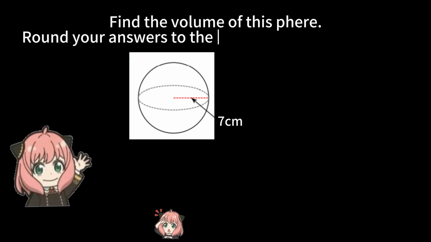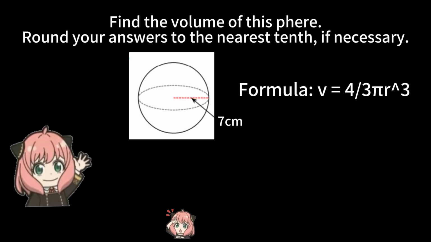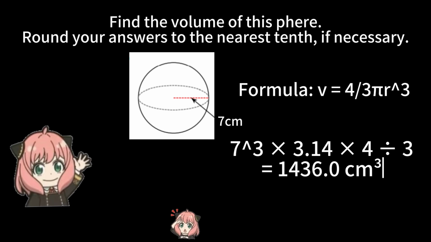For example, let's look at this problem together. It asks us to find the volume of this sphere. The formula for calculating the volume of a sphere is volume equals 4/3 pi r cubed. So, we take 7 cubed, multiply it by pi, and then multiply by 4 divided by 3 to get an answer of approximately 1,436.0 cubic centimeters.